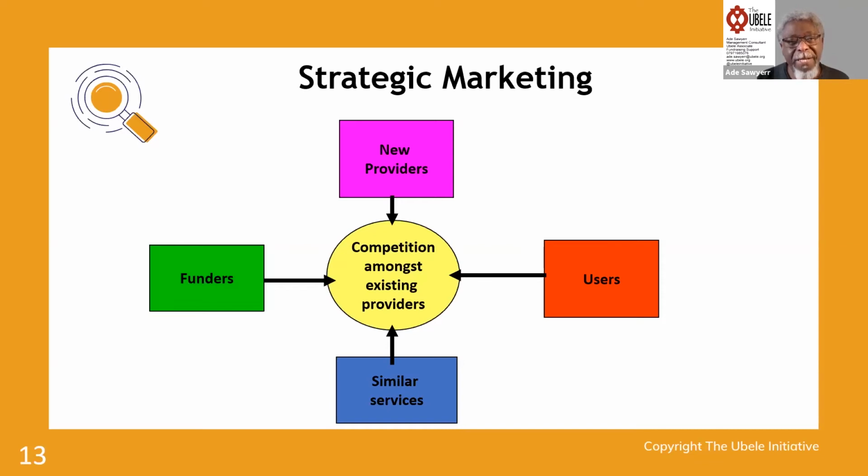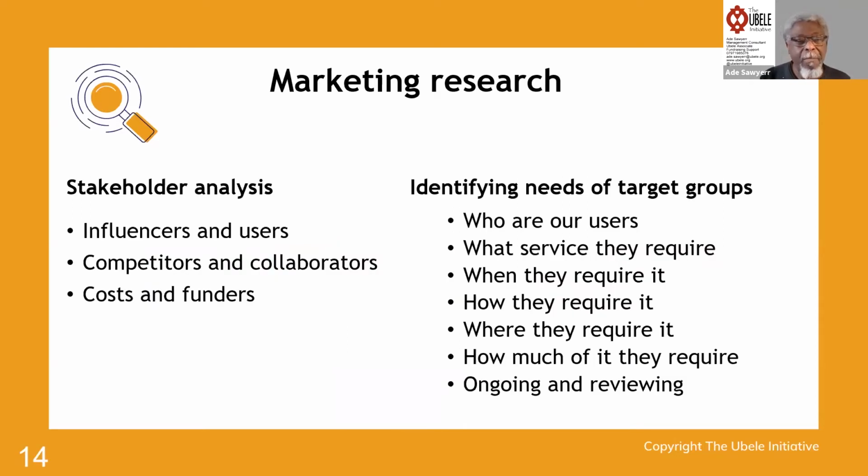So we need to look at some strategy in terms of how we market our services. And as I've said, marketing is about a service, it's about a positive, active involvement of our stakeholders. Marketing really starts with stakeholder analysis. You want to know who the influencers and users are. For some projects, it's not the people who benefit from the project who pay. So there are influencers. And sometimes your competitors turn into collaborators because you are not able to offer all the services. You also need to find out the cost of delivering the services.